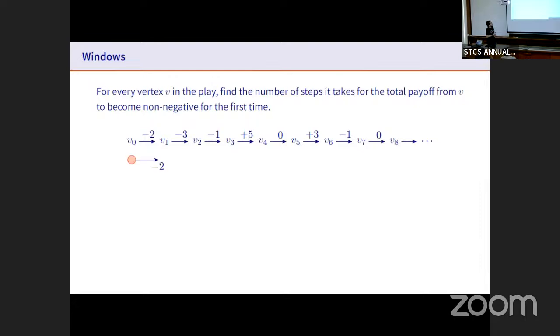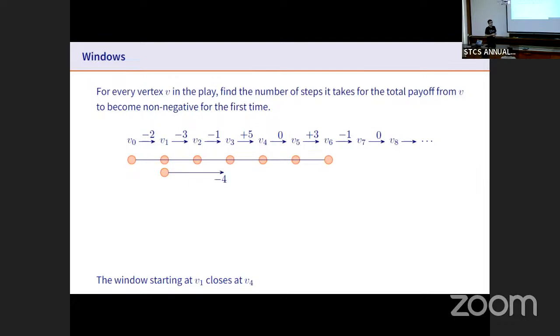Suppose you start at V0; we want to see how long the payoff remains negative. We start computing the total payoff from V0 and see when it first becomes non-negative. You saw -2, -3, -1, +1, and the total is still negative. We keep going, and the total becomes +2 here, where it became non-negative for the first time. So we say the window starting at V0 closed at V6. Player 1 was in the negative for 6 steps.